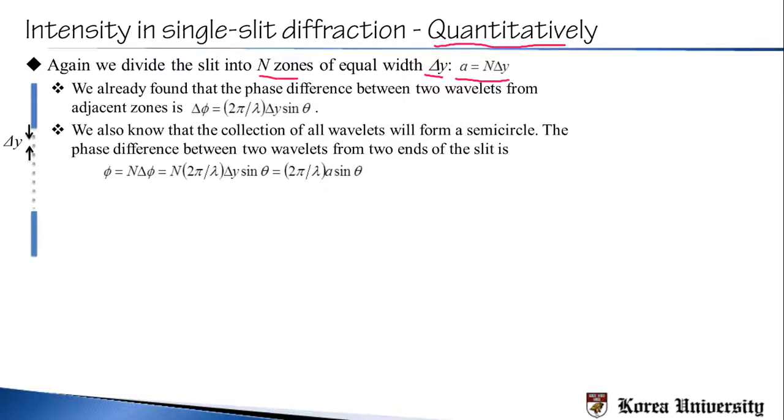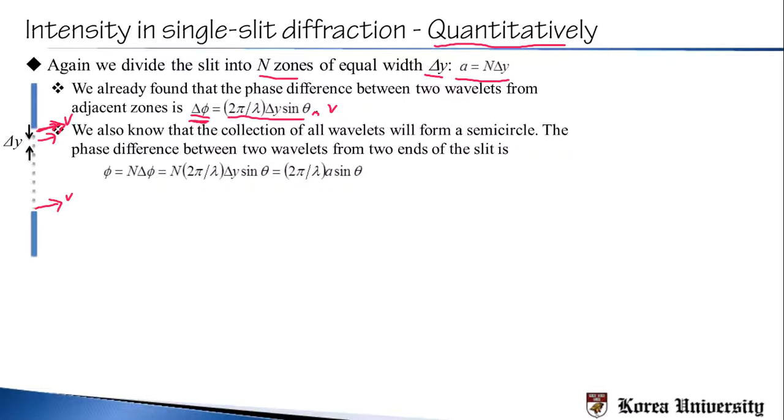And then in the previous slide, we also learned that if you are at an angle theta away from the central position, then the phase difference between the two light waves coming from adjacent zones could be written this way. Okay. And then here, let's think about another thing. Now we have divided the slit into n zones, and what will be the phase difference between two light waves, one from the top zone and the other from the bottom zone? What will be that?